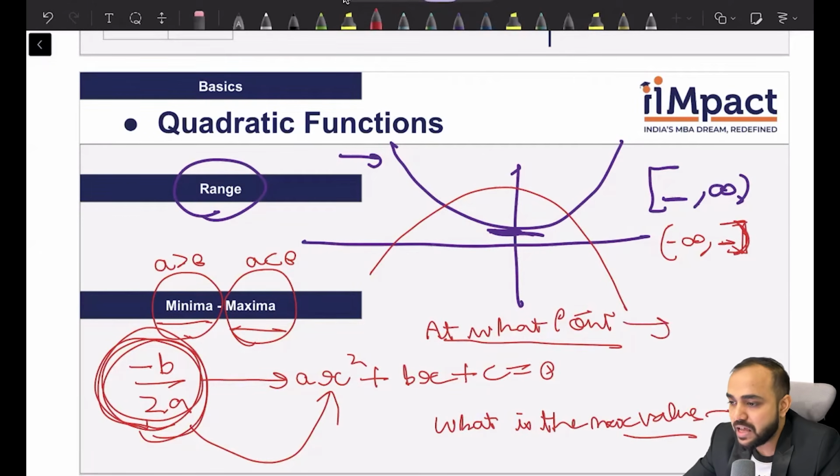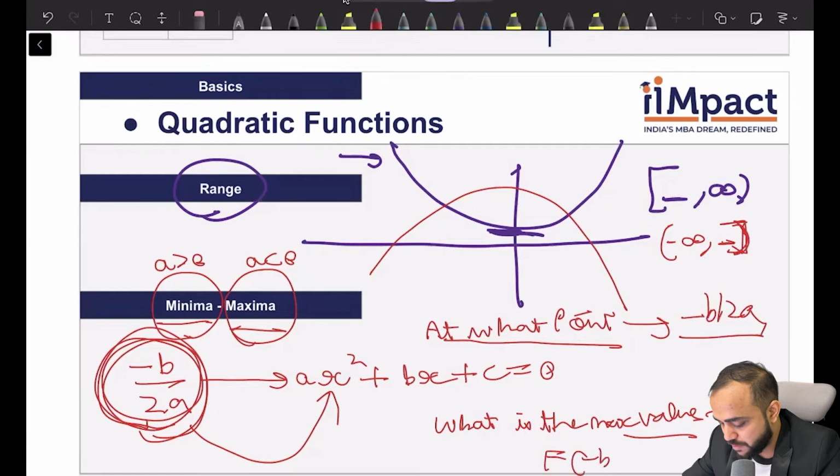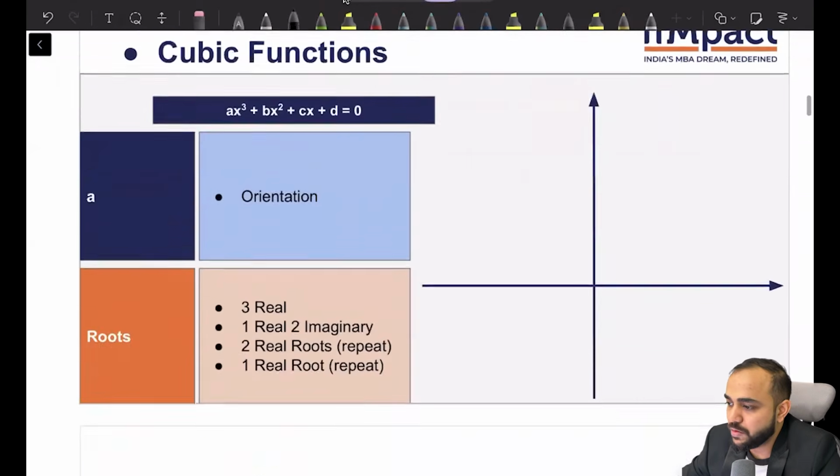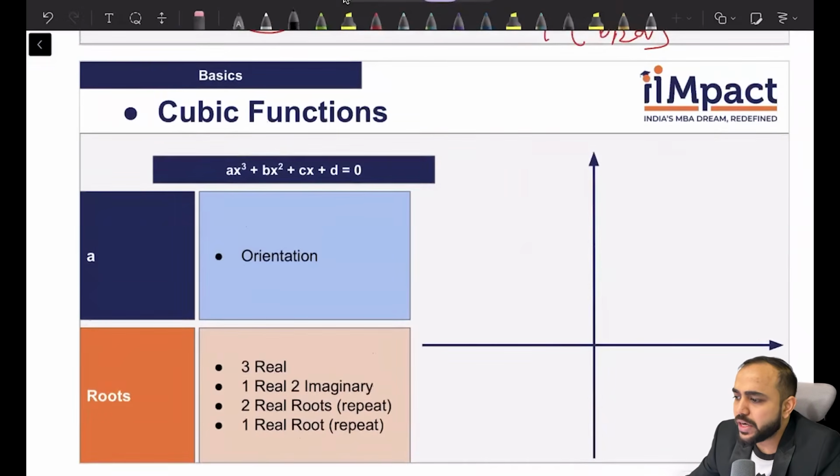And in the other case, they are asking what it is that you will put as the input. So that will be minus b by 2a, and this output will be f of minus b by 2a. Clear so far? Yes. So then we will move ahead. So let us just quickly cover cubic functions. It is not something which is seen very often.